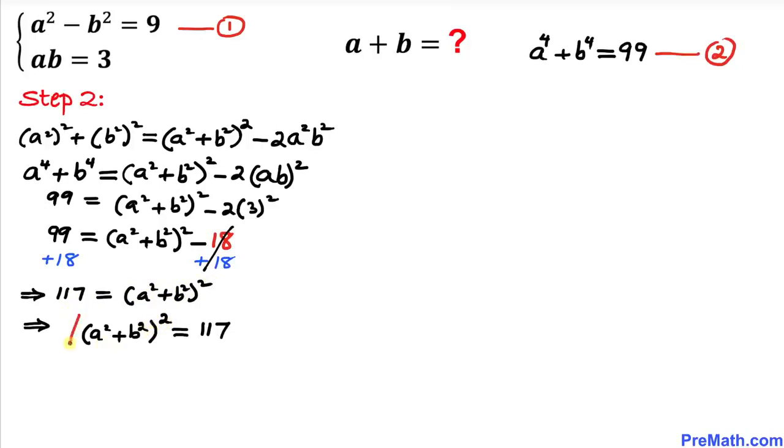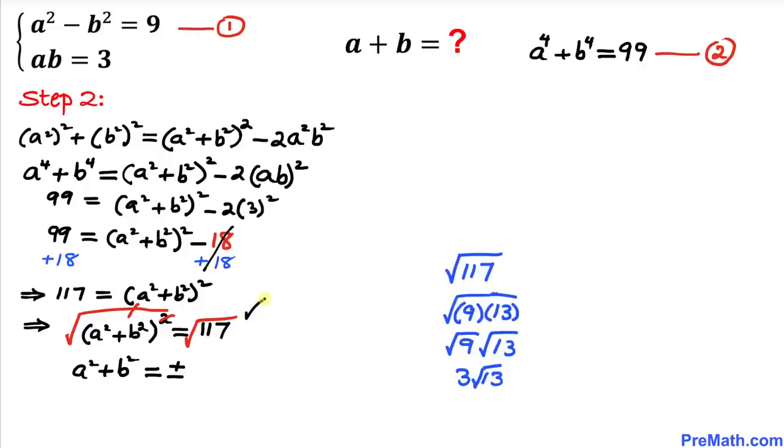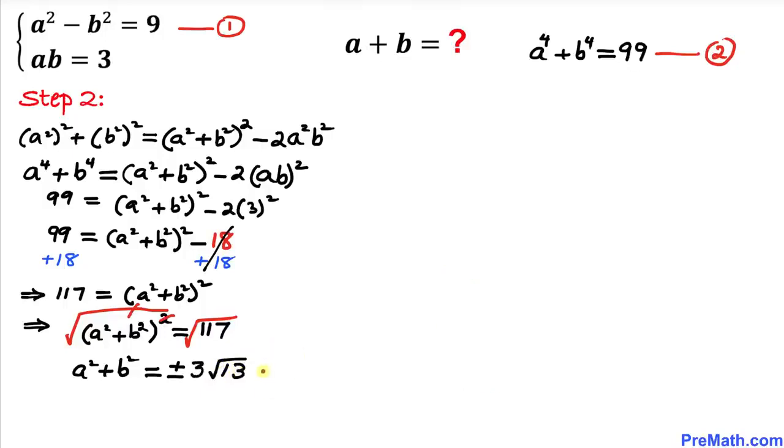Now let's go ahead and take the square root on both sides of this equation. This square and square root is gone. So we ended up with simply a square plus b square equals positive or negative the square root of 117, which could be simplified as 3 times square root of 13, as you can see over here. So this could be written as positive or negative 3 times square root of 13. Let me go ahead and call this equation number 3.